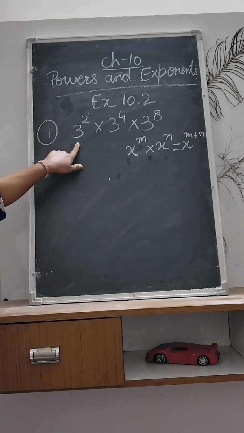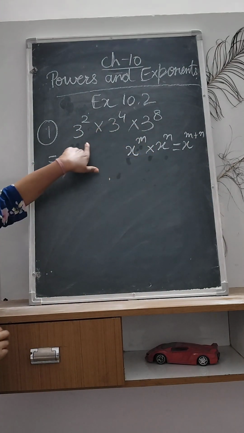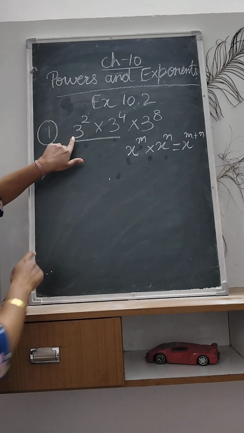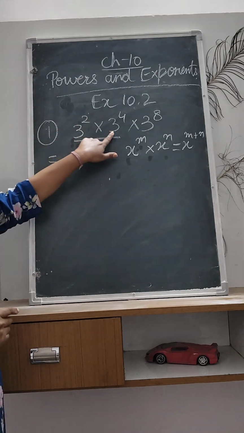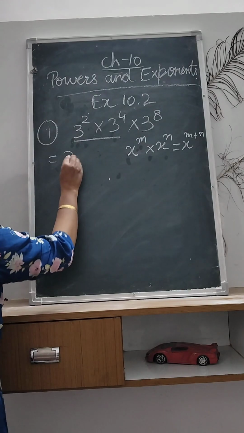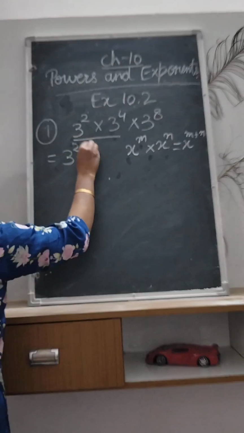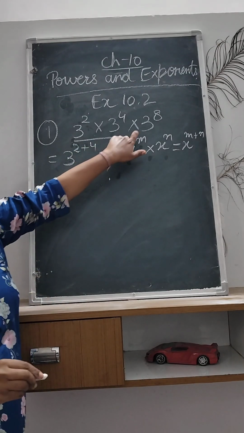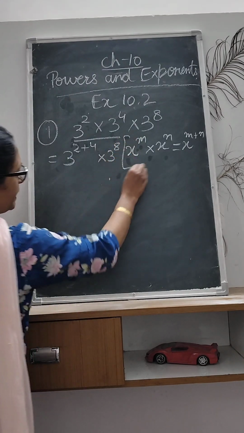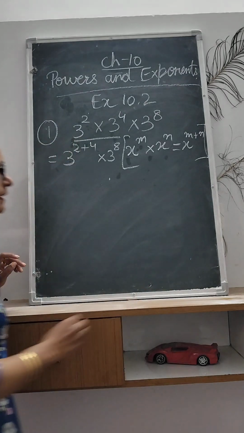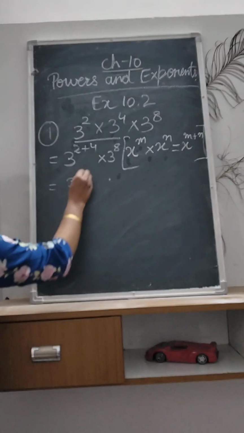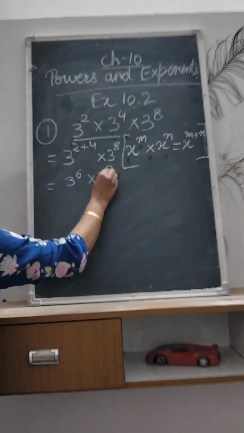Now here we will not apply in all the three. We will take 2 and then we will apply. Now first 2 we are, base is 3, power is 2. Base is 3, power is 4. So means when multiplication is there, powers are added. So 2 plus 4 and the third term will come as it is into 3 raised to power 8. You can keep this law in the bracket. Okay? Now 3 raised to power 2 plus 4 is 6 into 3 raised to power 8.